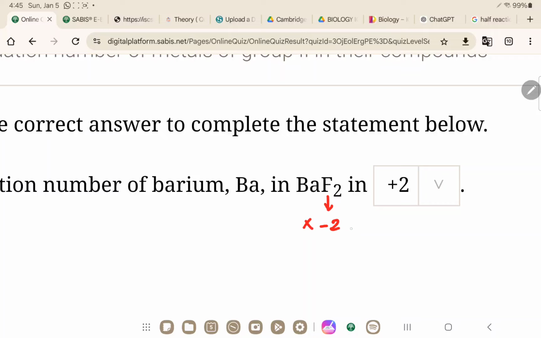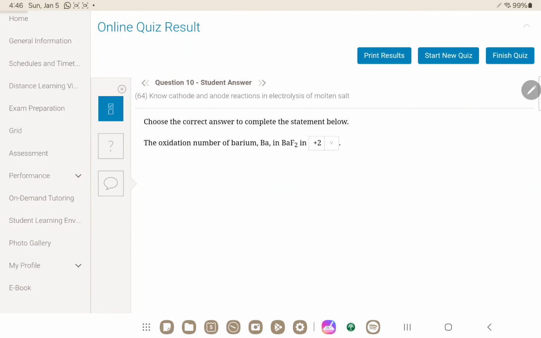And barium is X, and the overall charge of this compound is 0. So X minus 2 equals 0, so X equals +2. And that's your final answer. So barium's oxidation number is +2. Now, moving on.